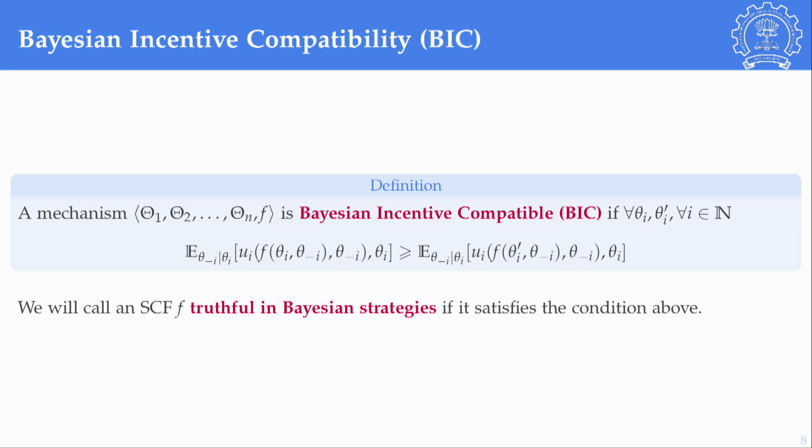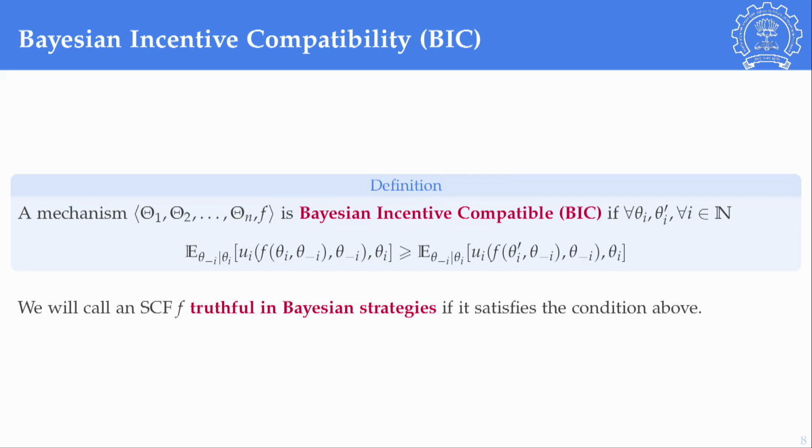So this is a weaker guarantee, which says that even if I do not know precisely what their types are, I can still look at my expected utility and my expected utility when I misreport. Notice that this ceases to be a function of theta minus i anymore, because I have already taken the expectation with respect to theta minus i. So, here there is no for all theta minus i anymore. It only compares what happens if I report theta i when my true type is theta i, and if I misreport theta i prime. In that case we say that this is truthful in Bayesian strategies.